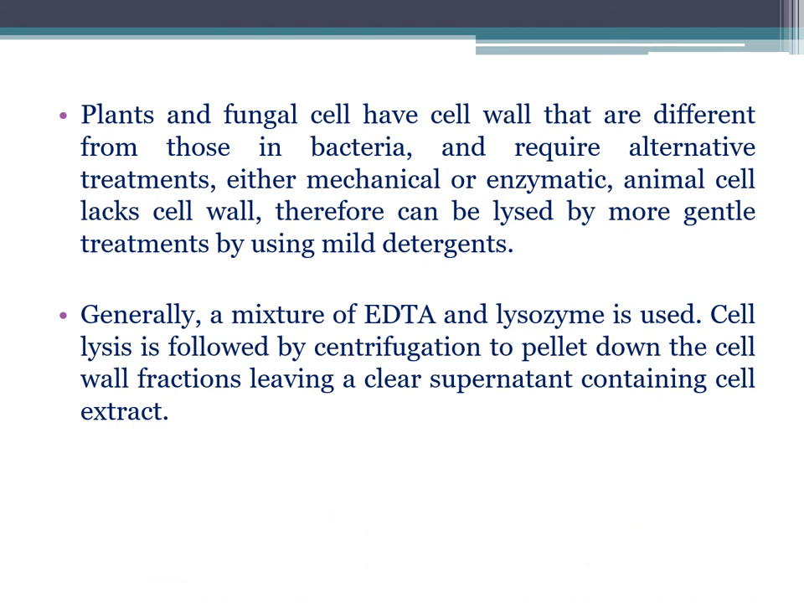Plant and fungal cells have cell walls that are different from those in bacteria and require alternative treatments, either mechanical or enzymatic. Animal cells lack cell wall, therefore can be lysed by more gentle treatments using mild detergents. Generally, a mixture of EDTA and lysozyme is used. Cell lysis is followed by centrifugation to pellet down the cell wall fractions, leaving a clear supernatant containing cell extract.